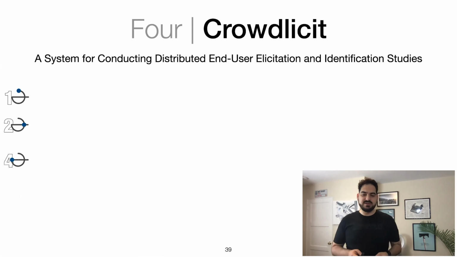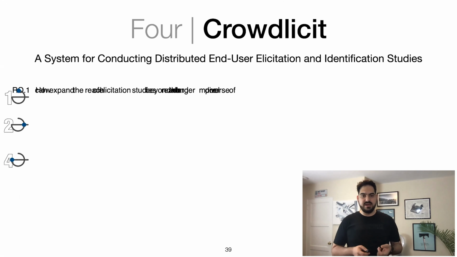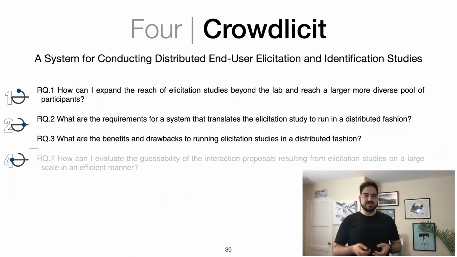Now, the first 2 steps of the DXD and step 4 all came out of my work in the 4th chapter of my dissertation, titled CROWDLICIT, a system for conducting distributed end-user elicitation and identification studies. In this chapter, I set out to answer 3 research questions: how can I expand the reach of elicitation studies beyond the lab and reach a larger, more diverse pool of participants? What are the requirements for a system that translates the elicitation study to run in a distributed fashion? And what are the benefits and drawbacks of running elicitation studies in a distributed fashion?